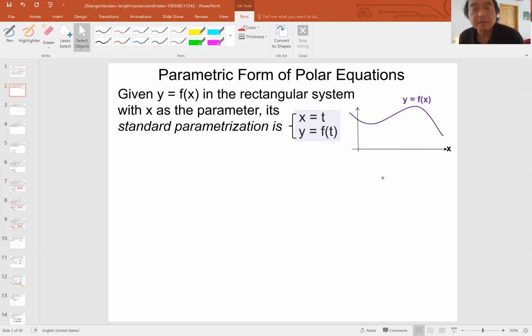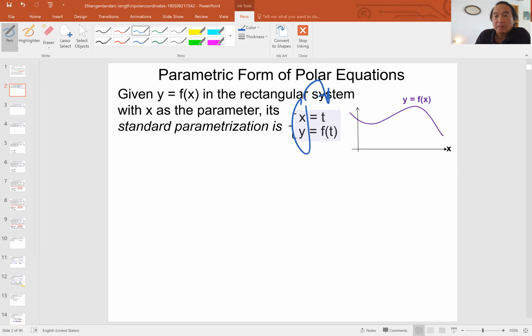We have this in xy coordinates. If I have a function y equals f of x, there is something that we call a parameterization. That is, we define x and y in terms of a third variable t, each individually, the x component and the y component, as a formula in t, as a system. This is called a standard parameterization, treating x the same as time.